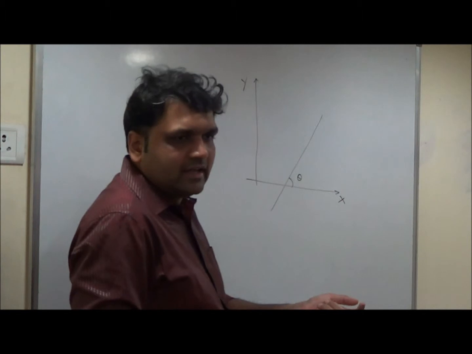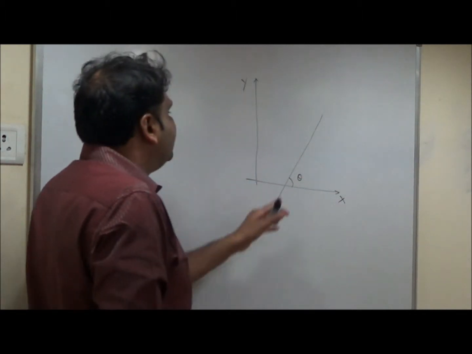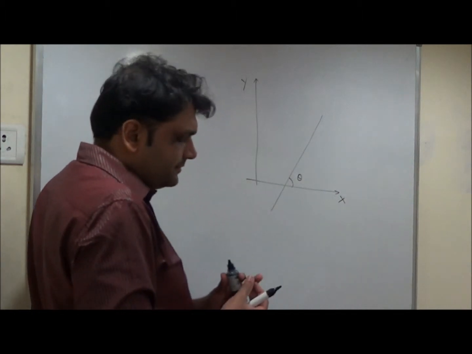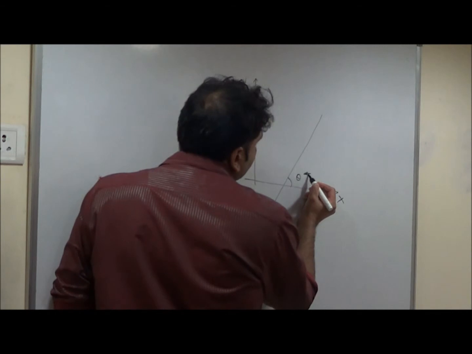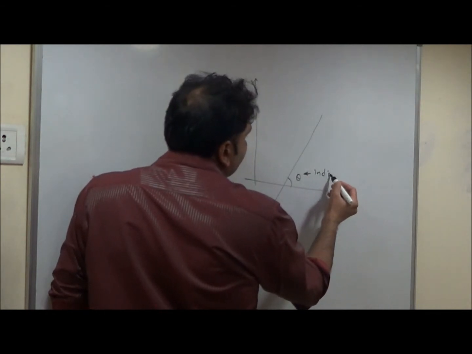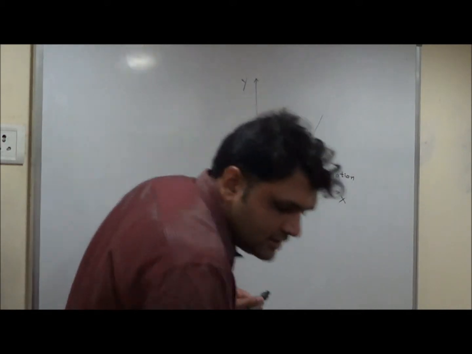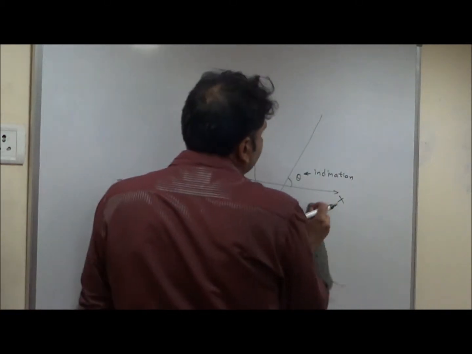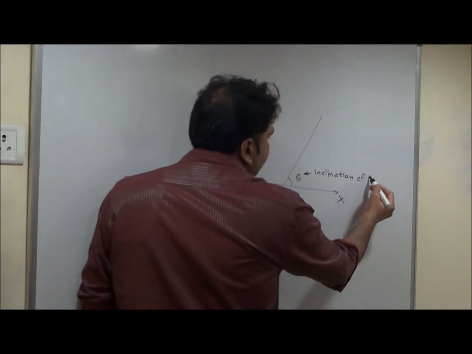We should consider one of the angles. The angle we will consider with the positive direction of the x-axis. This angle which the line makes with the positive direction of x-axis, it is called inclination of the line. What is it called? Inclination. Inclination means how inclined the line is. Are you with me? Inclination of the line.